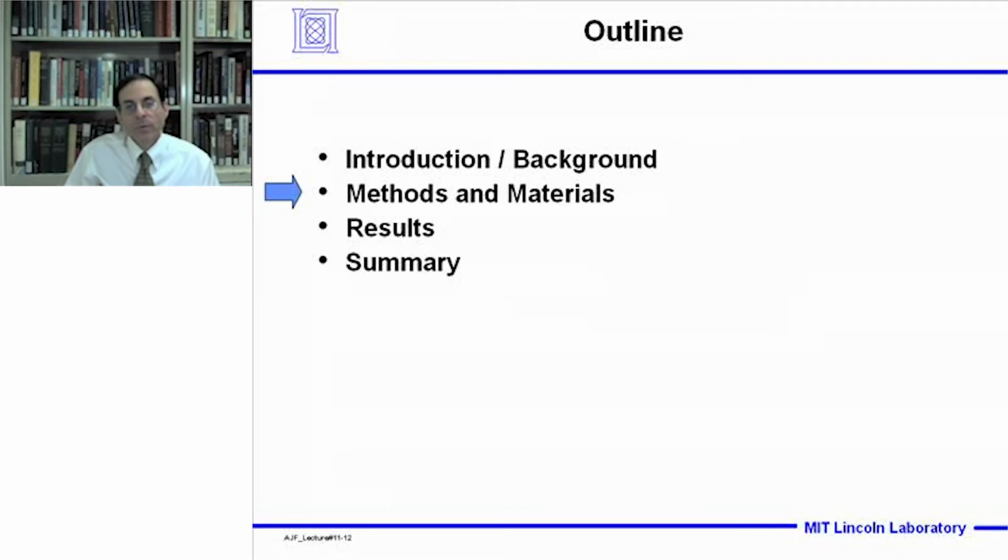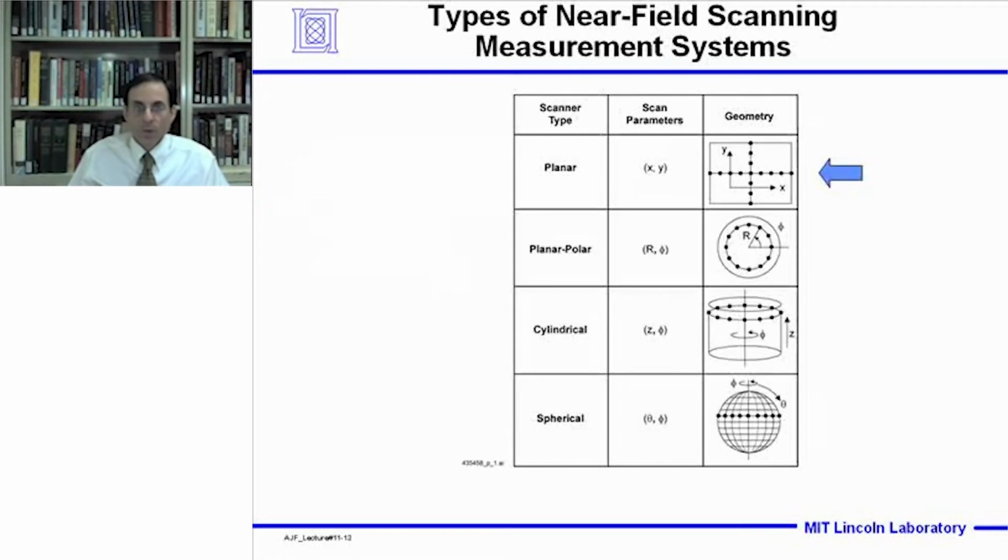Let's now describe the methods and materials. In this lecture, we're going to use a near-field scanning measurement system to collect the DPCA radiation pattern information. And we use a planar near-field scanner. There are other types of scanners, such as planar polar, cylindrical, and spherical. And I'll show why we're using the planar in the following slides.